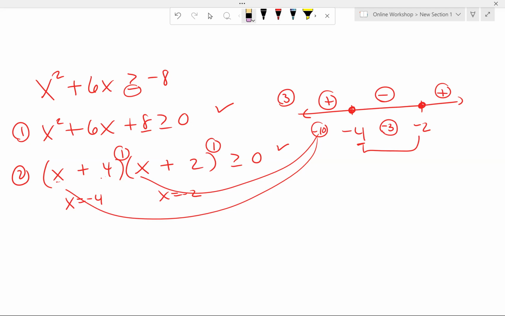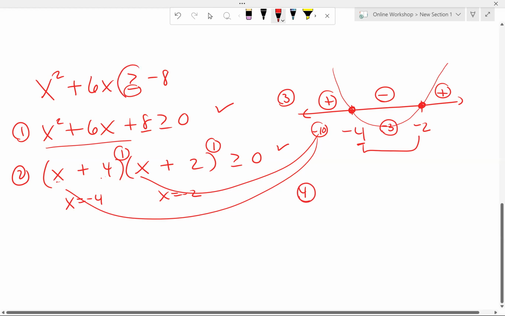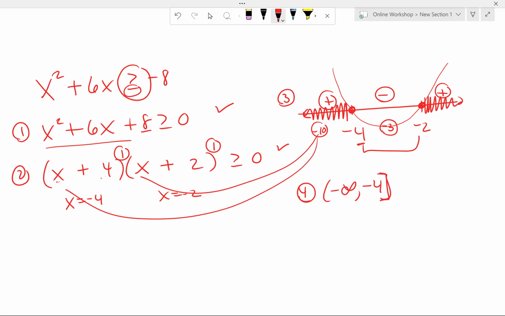Again, this would mean where the graph of the parabola is above the x-axis. These are the x's for when it's below the x-axis, and this is when it's above. In step 4, I want greater than or equal to, so I'm going to shade my number line wherever there are positive signs. And that would be -infinity to -4 bracket now, because I'm including the 0, in union with -2 to infinity. Okay, so that's example 2.